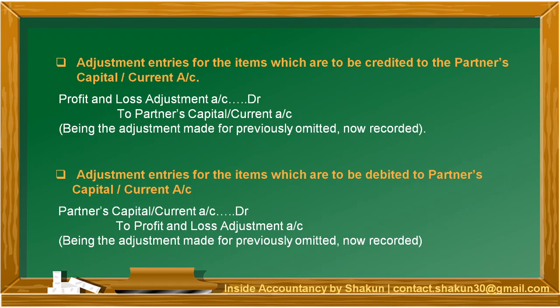Please note, profit and loss appropriation account should not be used for passing these adjustment entries. For passing these adjustment entries, a separate account, that is the profit and loss adjustment account, must be used.